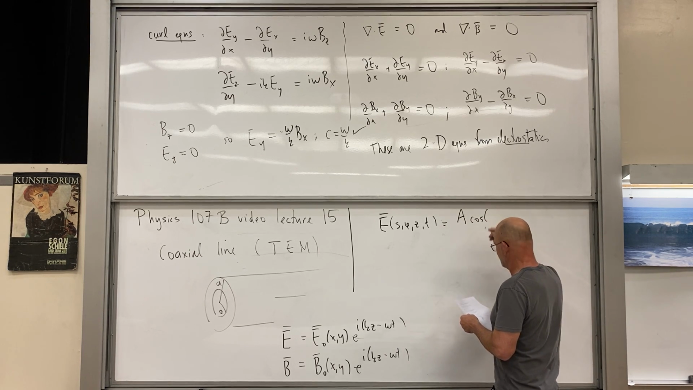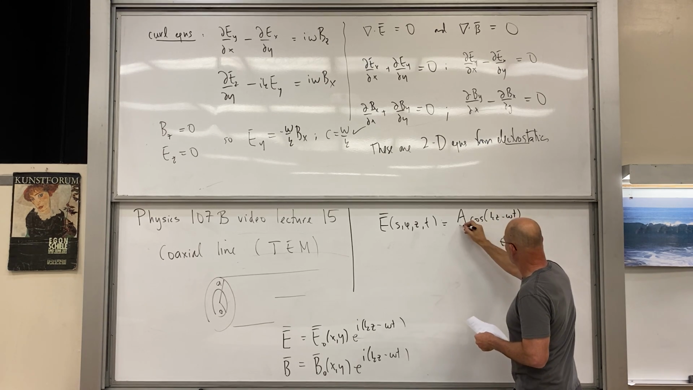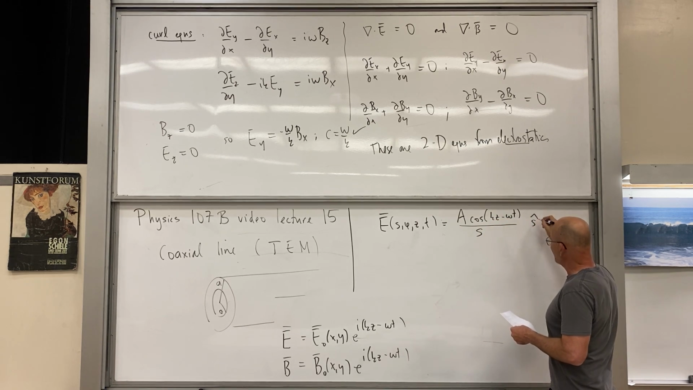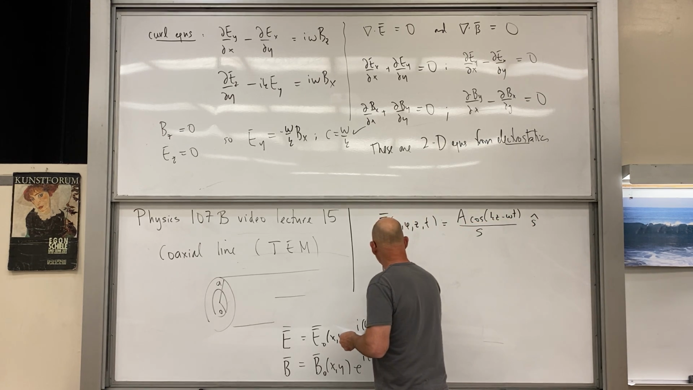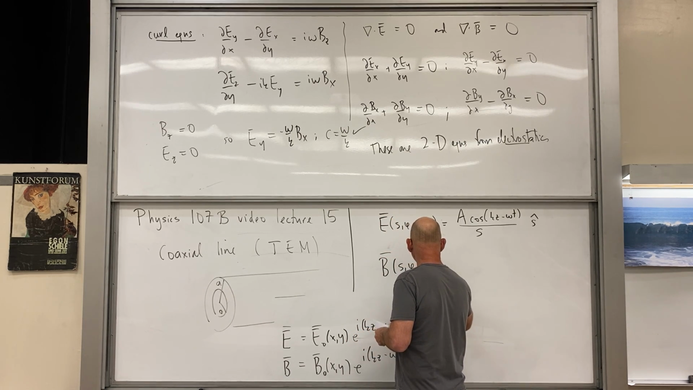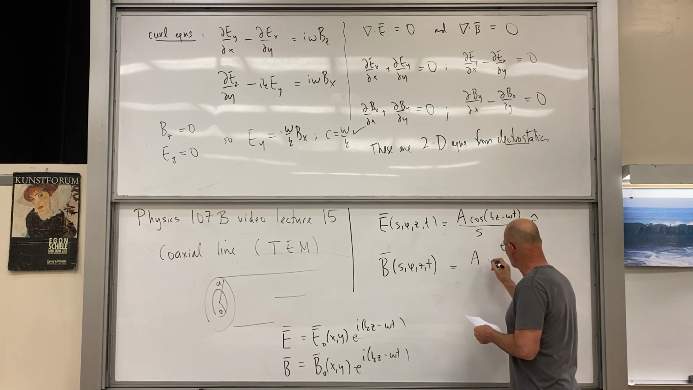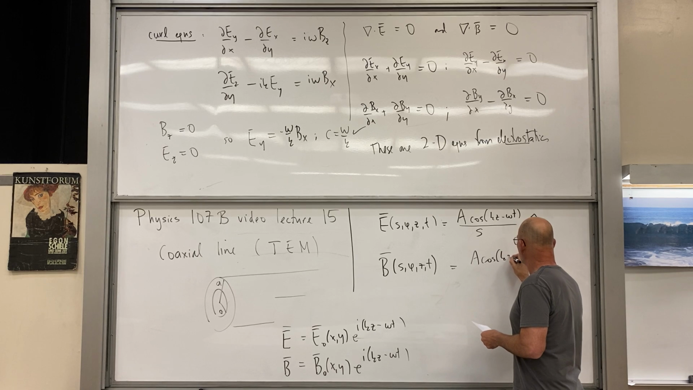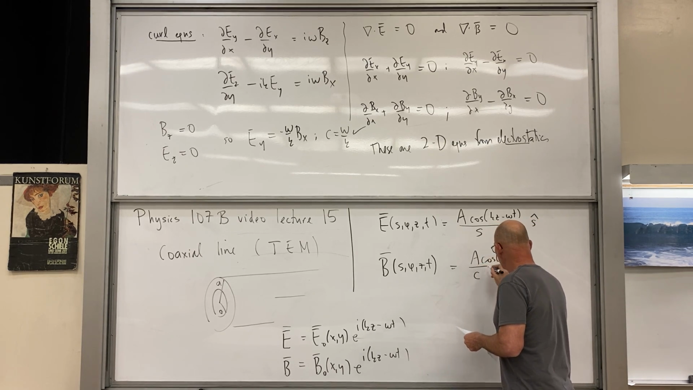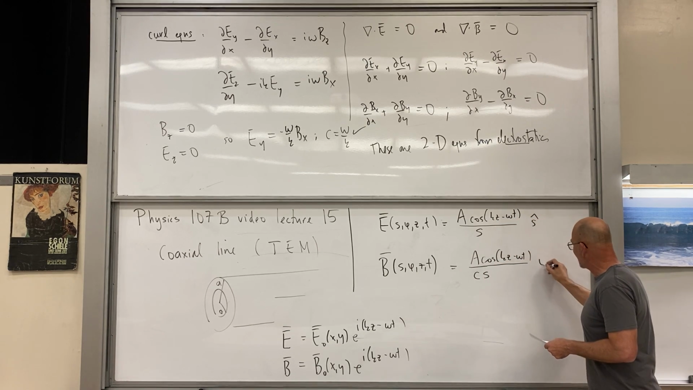Cos(Kz minus omega T). Once we write these down, we'll discuss them a bit. S hat and V, S, V, Z, and T. Okay, we're in cylindrical coordinates. We're going to have A times the cosine of (Kz minus omega T), over the speed of light times S. And this is phi hat.